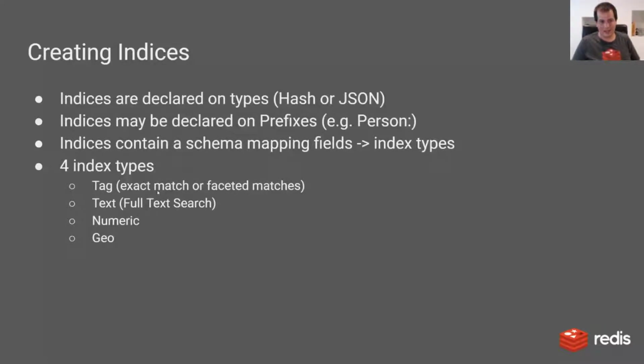And indices can contain a schema mapping fields to index types. There are four index types: tags, text, numeric, and geo. Tags are great for exact matches and even faceted matches as well. What faceted matches mean is you can look at the different tags, for lack of a better term, that a particular field has. Text is great for full text search. It is actually designed for full text search. Numeric is for numeric data, and geo is for geolocation data.